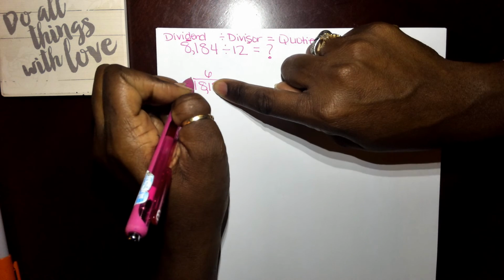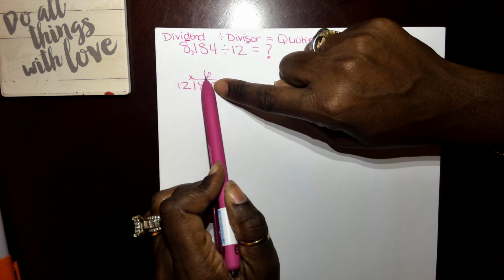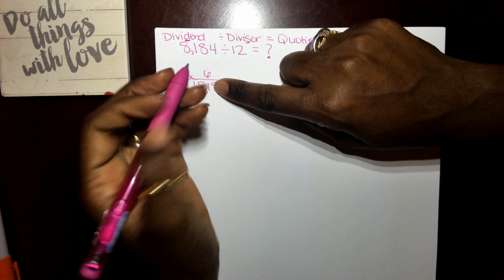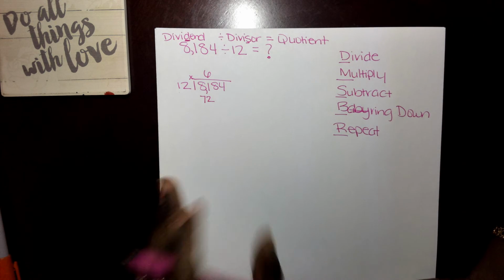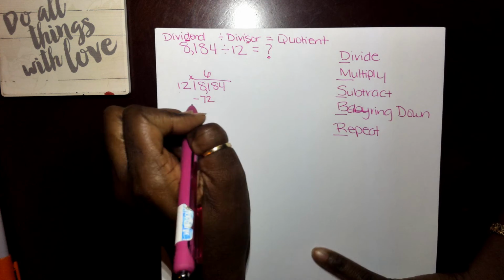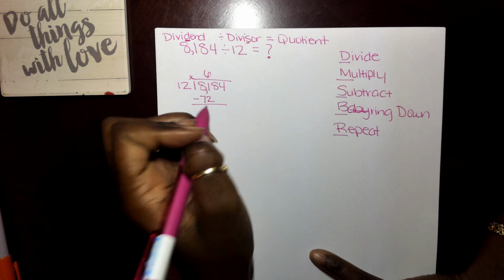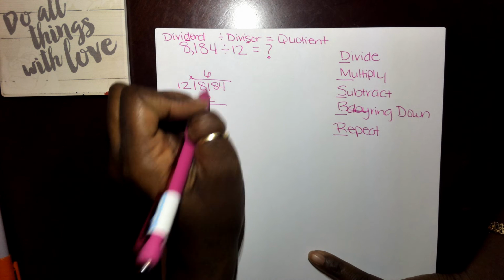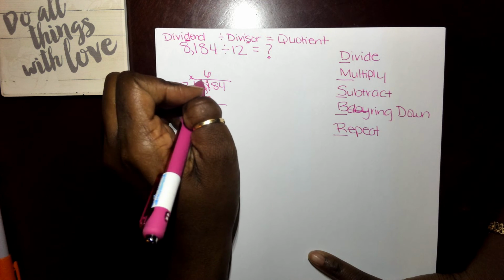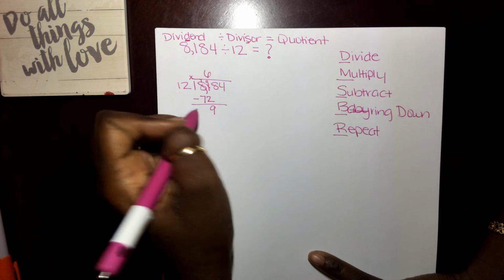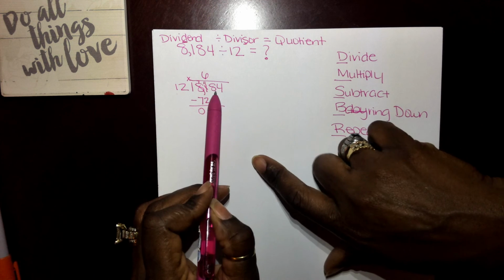Okay, and then I'm going to put a little X here, which lets me know that I need to multiply. So 6 times 12 gives me 72, and I put that under my 81. And then for the subtraction, that's the S, we're going to subtract 72 from 81. This will become 11, this will become 7, so that will be 9. Okay, and then baby brother, we bring down. So we're going to bring down every time.